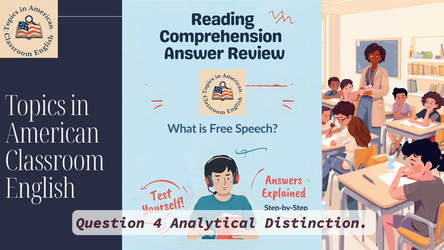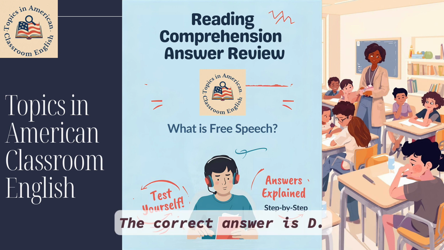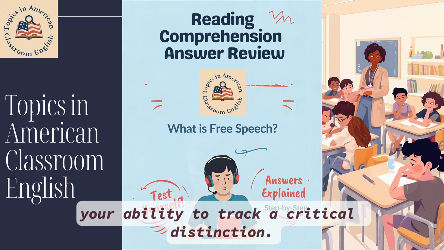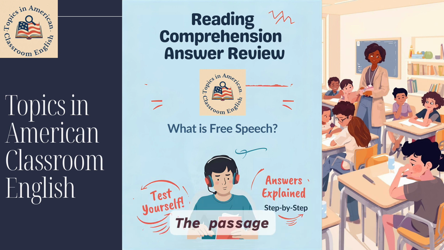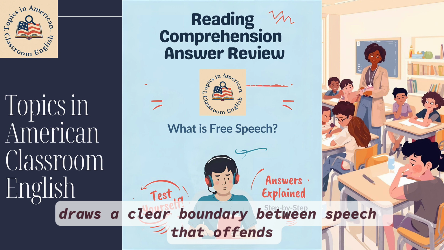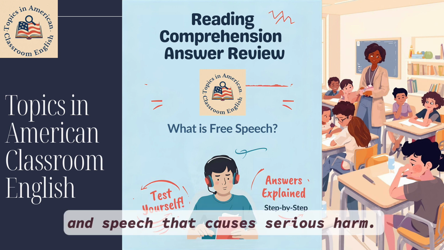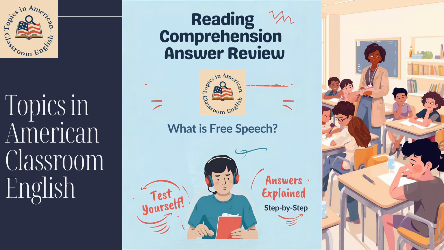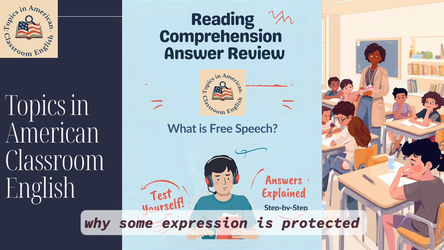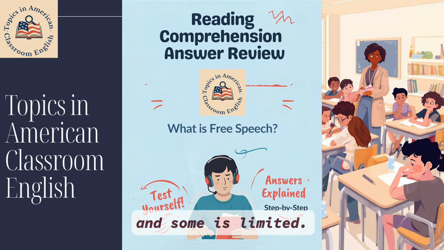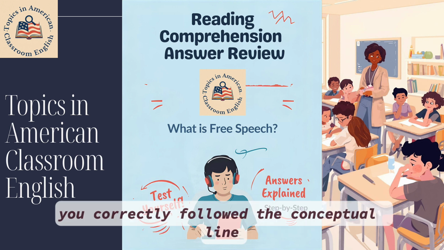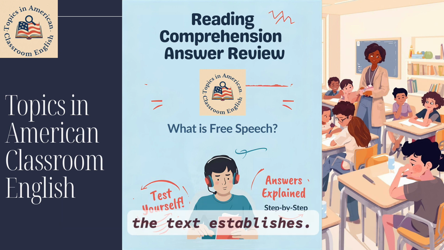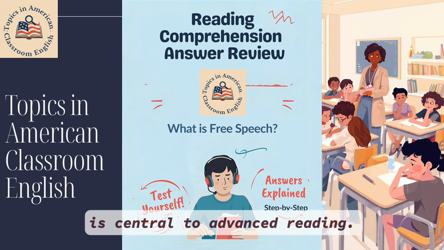Question 4. Analytical distinction. The correct answer is D. This question tests your ability to track a critical distinction. The passage draws a clear boundary between speech that offends and speech that causes serious harm. That distinction explains why some expression is protected and some is limited. If you selected D, you correctly followed the conceptual line the text establishes. Recognizing such boundaries is central to advanced reading.